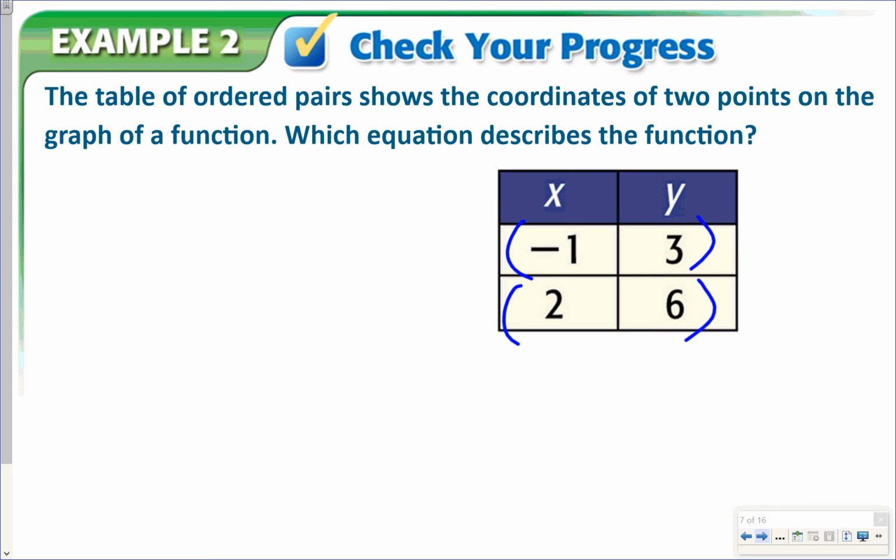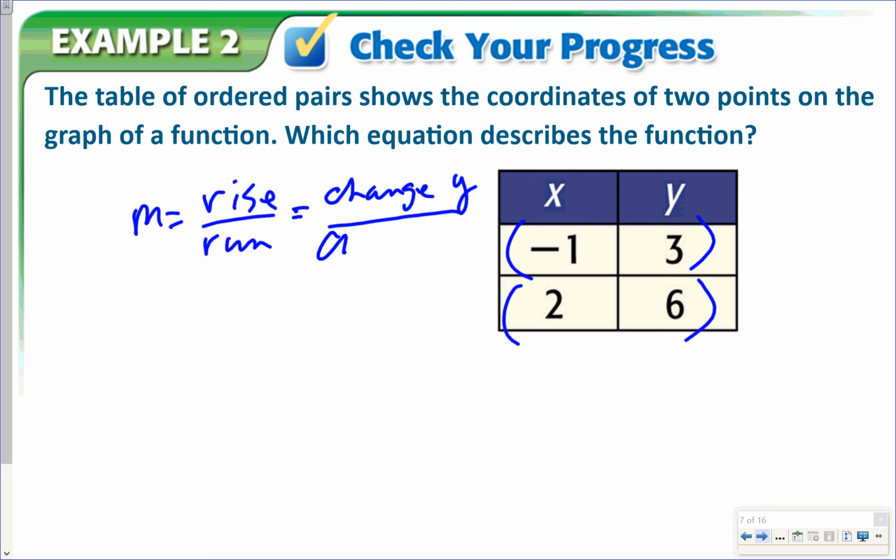How can I find the slope real quick? What is slope? Maybe you want to write this down. It's rise over run. Well, how do I figure the rise? It's the change in what? The y's. And the run is the change in what? The x. So how is it changing from there to there, and how much is it changing by?